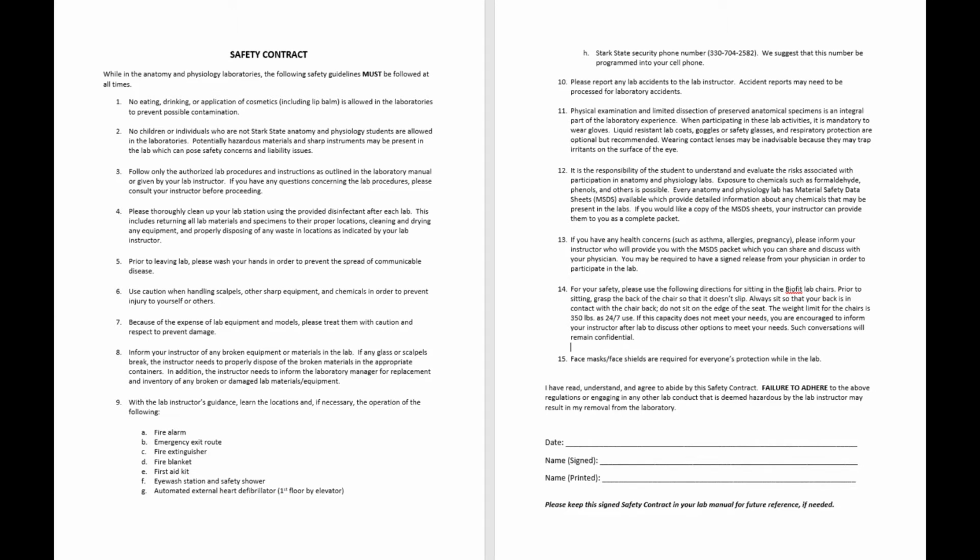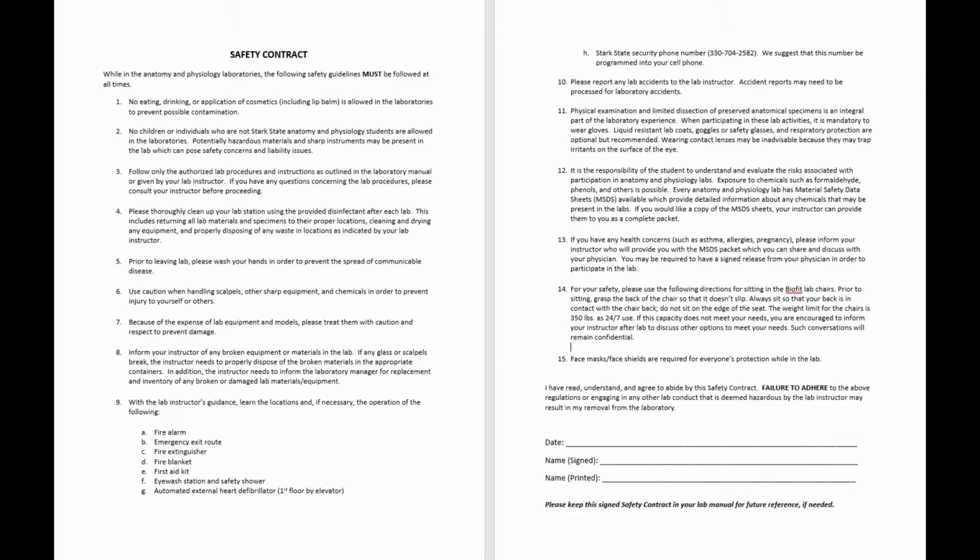5. Prior to leaving the lab, please wash your hands in order to prevent spread of communicable diseases. 6. Use caution when handling scalpels, other sharp equipment, and chemicals in order to prevent injury to yourself or others. 7. Because of the expensive lab equipment and models, please treat them with caution and respect to prevent damage.